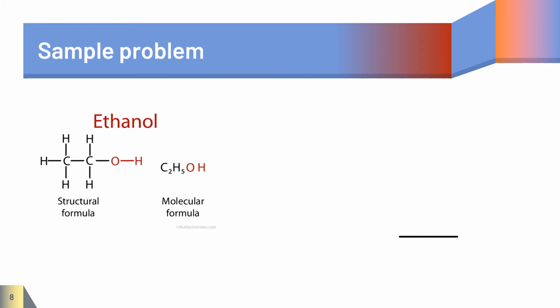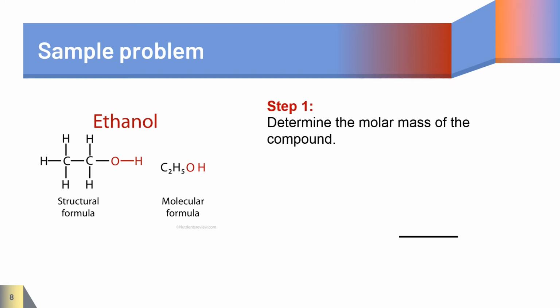Let's have this example. The given compound is ethanol. On the left side, you would see the structure formula, and on the right side, you would see the molecular formula. By looking at the molecular formula, we can proceed to our step number 1. In step number 1, you have to determine the molar mass of the compound.